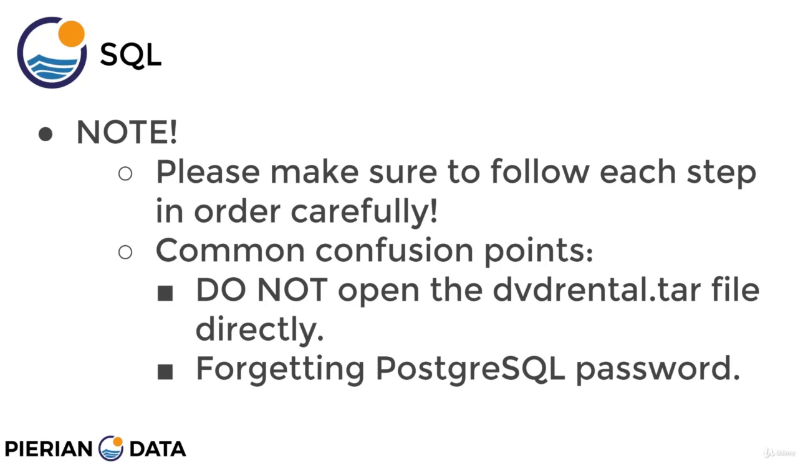Please note that we want to make sure you follow each step in order carefully. There's two really common confusion points during the installation process. One is we have a database file called dvdrental.tar file as a resource in this lecture. Do not open that file directly. Often students get confused because it looks like a PDF or the computer recognizes it as a different type of file. You don't need to worry about any of that. Later on, we'll just download it, but do not open it directly.